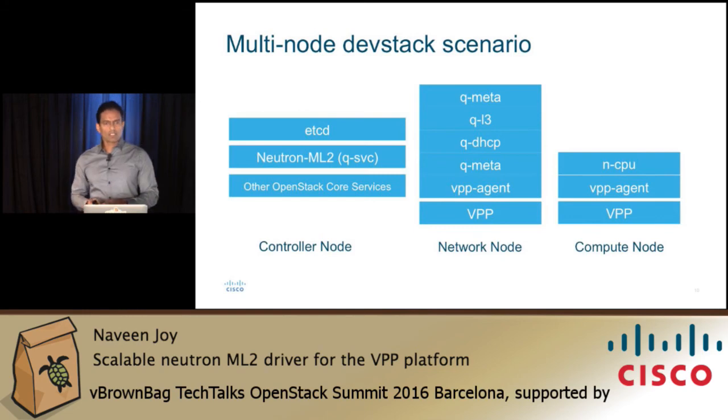So if you want to set up a multi-node devstack scenario, you can use this template. You have the controller node that runs the etcd, which is the messaging platform that we're using, and then the Neutron ML2 service and other core OpenStack services. Then the network node would run the VPP, controlling the data plane, and the agent, the Neutron metadata, DHCP, L3, and so on. On the compute node, you will run the Nova compute and the VPP agent itself.